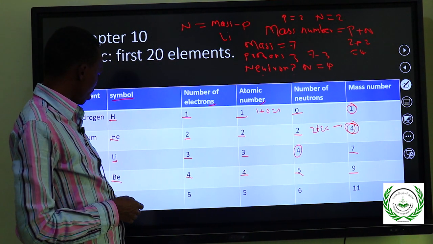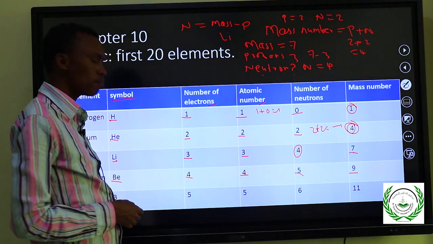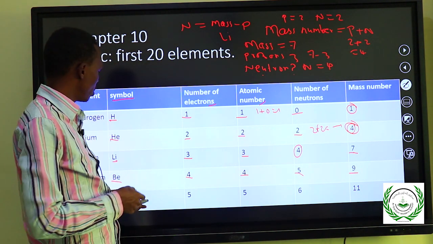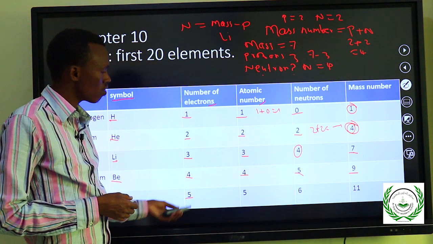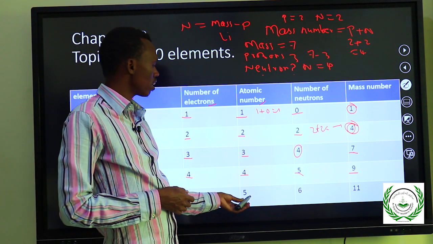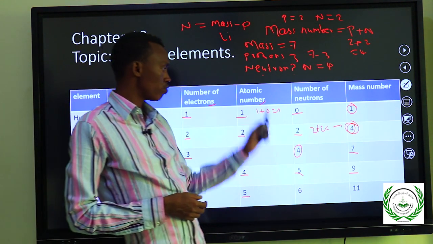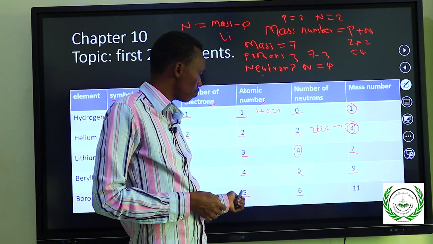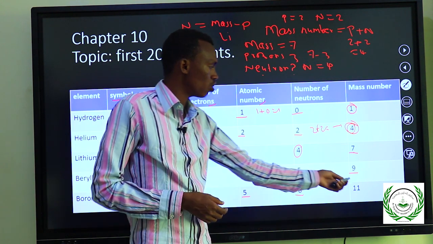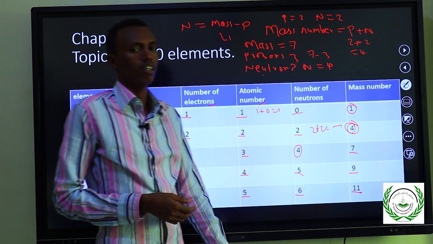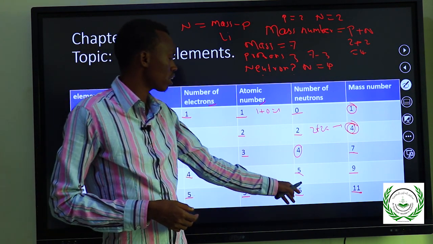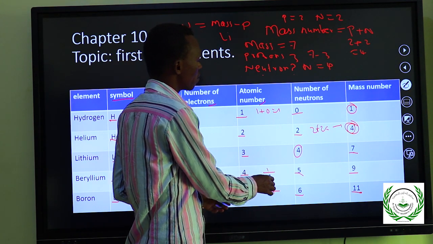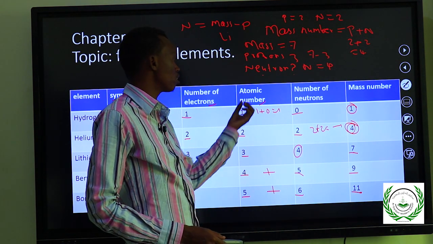Boron, if we look at another element, boron is B. Its symbol is B. So if you see B, it means it is boron. The number of electrons is 5, the number of protons is 5, and the number of neutrons is 6. Then we sum up 5 and 6, and it gives us 11. So whenever you add the number of neutrons and the number of protons, you get the mass number.